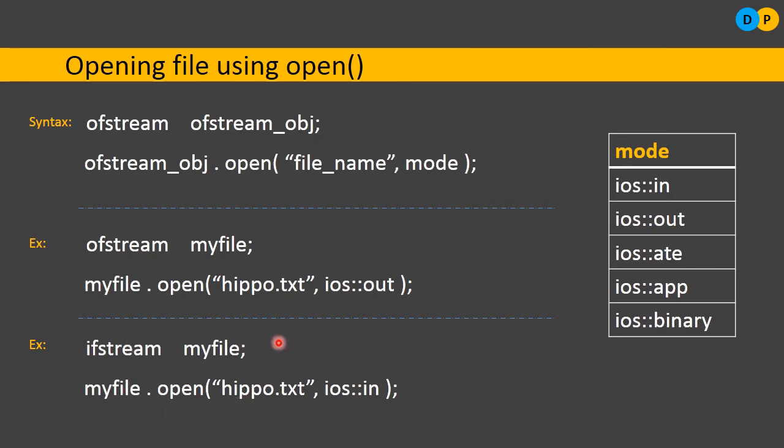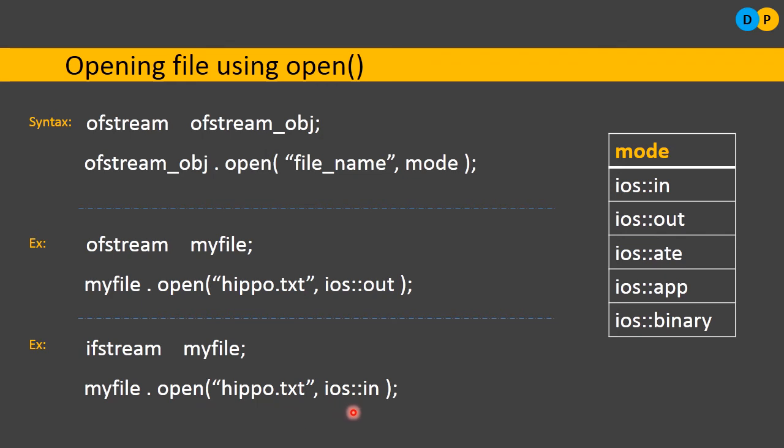In case you want to read certain contents, then I will be going with ifstream, followed by which I will be creating one object for that particular stream. Let the object be myfile. You can choose any object name, but I am going with myfile, followed by myfile.open. Let the file name be hippo.